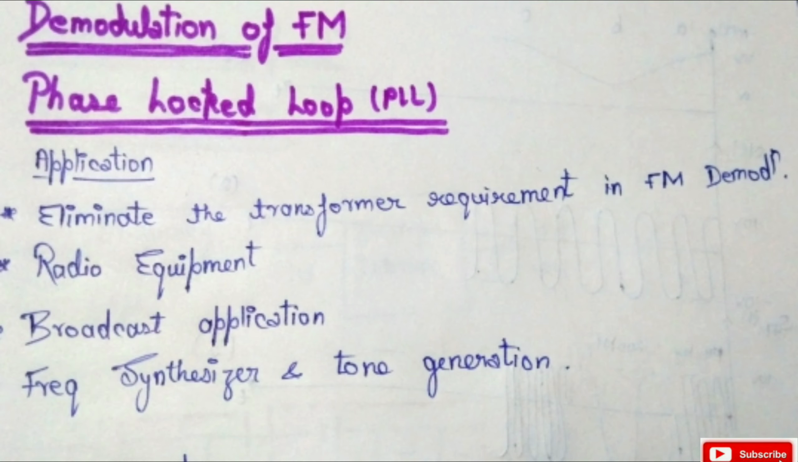In that we used transformers, and as we know, transformers are bulky and expensive. So the PLL is the device that eliminates the need for transformers in FM demodulation. It is also used in radio equipment, broadcast applications, frequency synthesizers and tone generation.